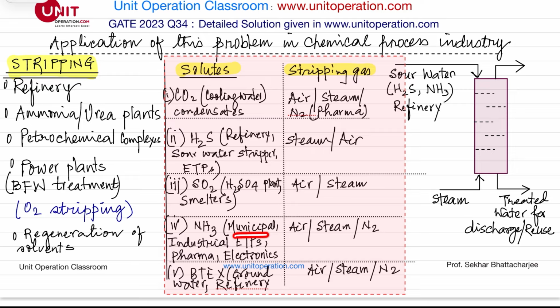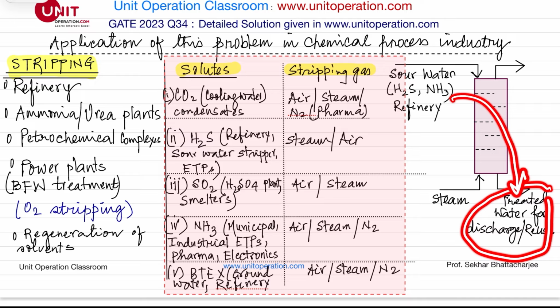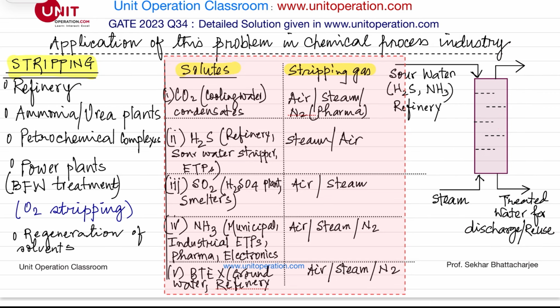Ammonia comes out from municipal or industrial ETPs, pharmaceutical companies, electronics industries again. BTEX, benzene, toluene, ethylbenzene, xylene, of course, removal; extensive treatments are used for groundwater treatment in the refineries. And this is a typical sour water stripper. The sour water comes in, and we put steam or air through it. There is a transfer of these pollutants to the steam on each stage. The treated water has a much lower concentration of these pollutants, and the steam has a much higher concentration. That is the stripping operation.